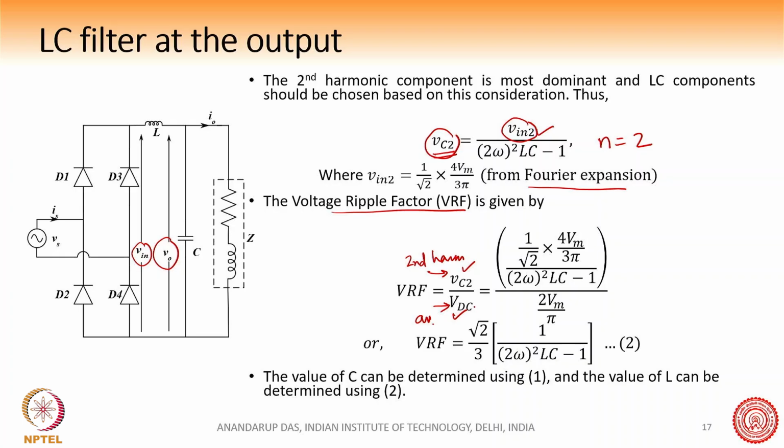Right? So the DC part is 2 Vm by pi. This also comes from the Fourier series expansion from the previous one. And Vc2 we have just found out, Vc2 comes from here. Okay, Vc2 is coming from here, and if you simplify this, we get this equation.